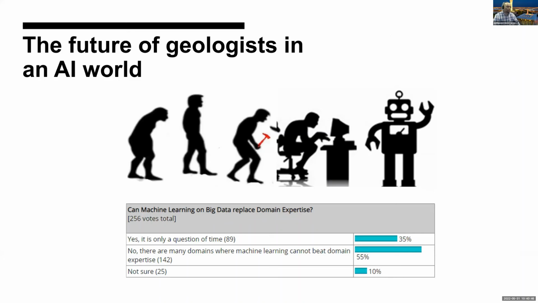So let's talk about the future of geologists in an AI world. I think it's only a question of time, but again, I'm still a true believer that AI will not be able to fully replace geologists. Yes, they can help us make our analysis more time efficient and optimized, but domain expertise is still something that we have, right? We just need to integrate this knowledge with machine learning.